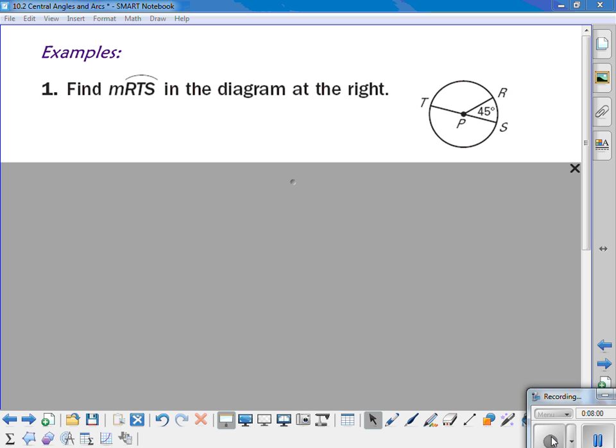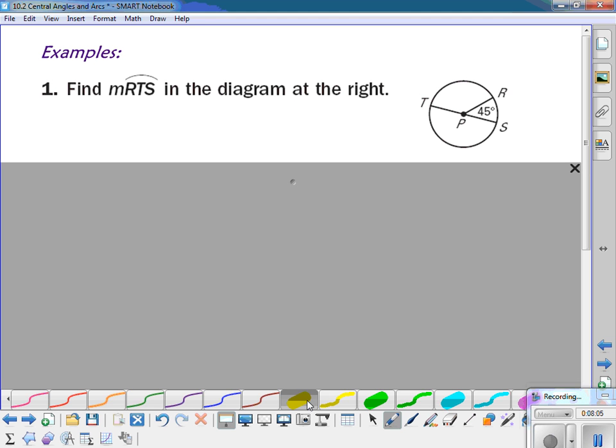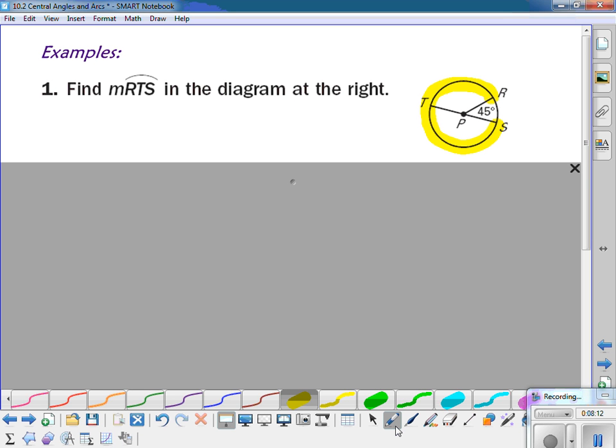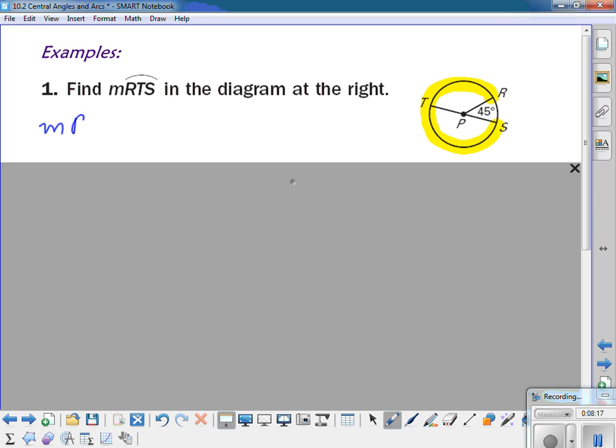So if I look at example 1, I want to find the measure of arc RTS. So that means I'm starting at R, I'm going through T, and around to S. So it's a major arc, right? So I just take the 360, and I subtract the related one, which is 45 degrees. And so the measure of RTS would be 315.